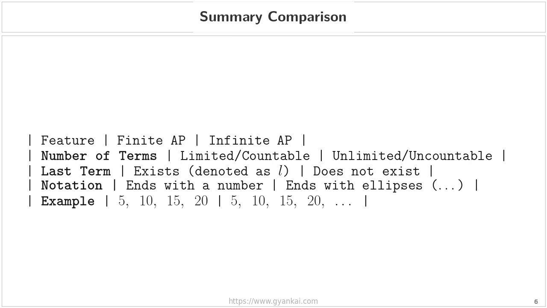Finally, let's look at a quick side-by-side example. If you see the sequence 5, 10, 15, 20, you can see it stops at 20, making it a finite AP. But if you see 5, 10, 15, 20, followed by those 3 dots, you immediately know it is an infinite AP. As we move to the next slide, I want you to pay close attention to some common pitfalls where students often get these two confused.